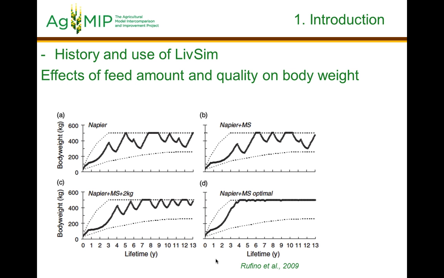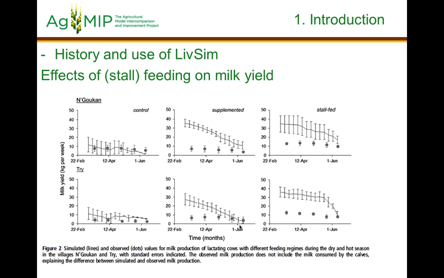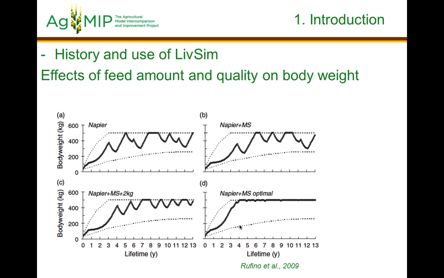Good, so let's have a look then at some of the applications of LivSim. LivSim has been used previously to look at the effects of feed amount and feed quality on body weight. You see an example of such an analysis here. The feed scenarios that are compared are Napier versus Napier plus maize stover, that same scenario plus a certain amount of concentrates, and then optimal feeding. And with the black dots, you see how body weight is evolving over time.